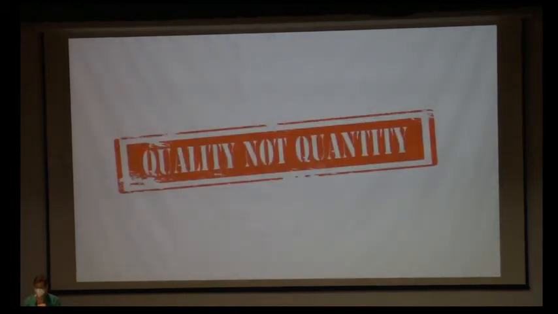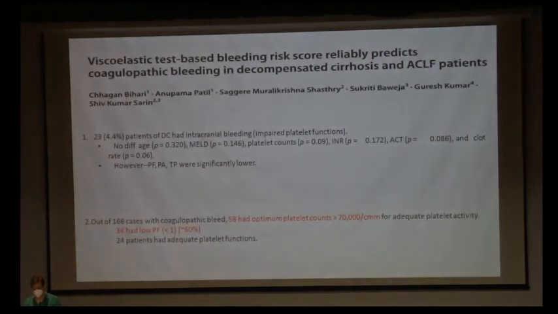So very importantly for platelets, the most important, I think, as is evolving, is the quality of platelets rather than the quantity of platelets. And this was studied at our center where we had taken patients with ACLF as well as patients with decompensated cirrhosis. And it was shown that among patients with an optimum platelet count of more than 70,000, that was nearly 58 of them, even 34 of them had a very low platelet function. So even though there was an optimum platelet count, the platelet function was reduced. And hence I think it is more important to treat the platelet function rather than treating the platelet number. So maybe the possible other therapies would have to deal with that.